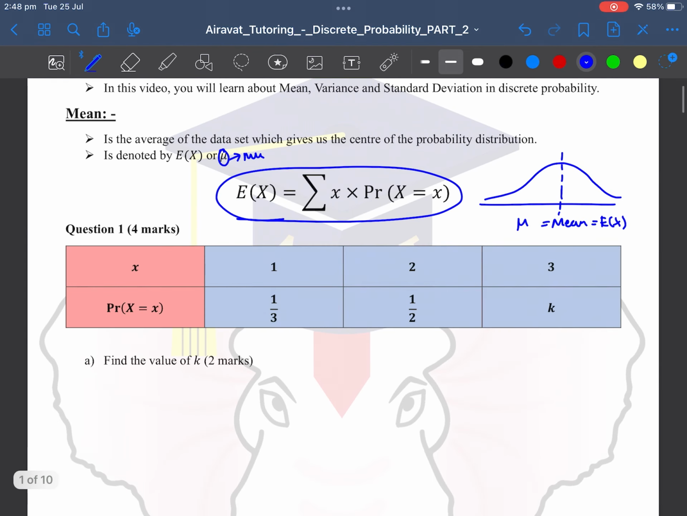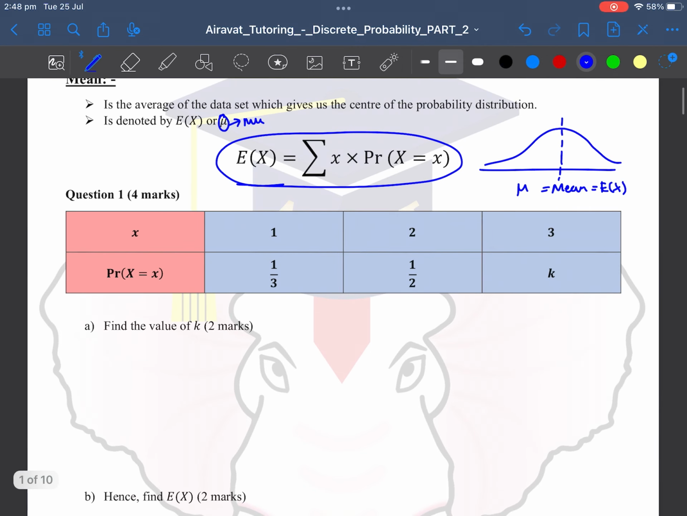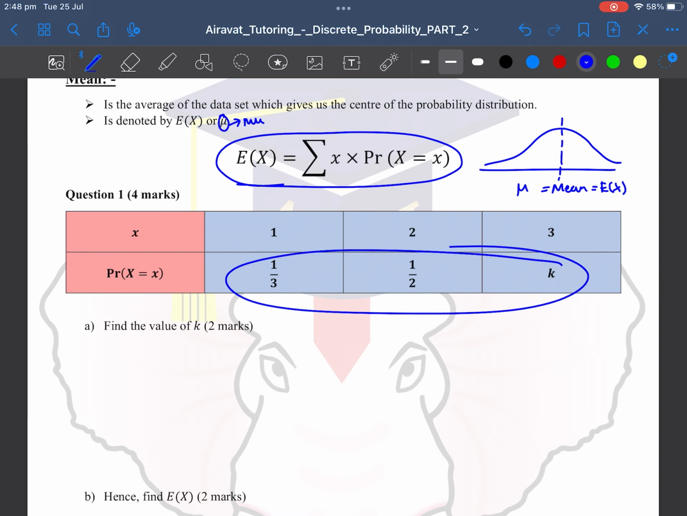So let's start off by doing this question. I'll explain this formula of mean as I do this question below. So first of all, we will find the value of k given our probability mass function. Well, this is kind of a cliche task by this point, I hope. All we have to do is add these numbers up and make it equal to 1, because all the probabilities add up to 1.